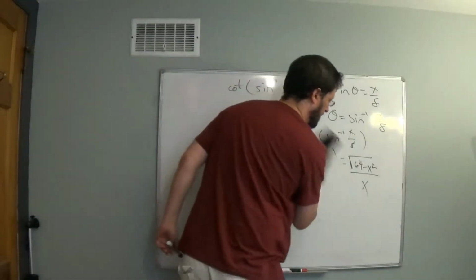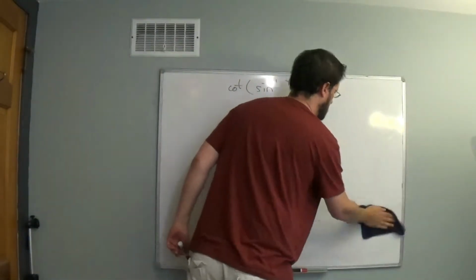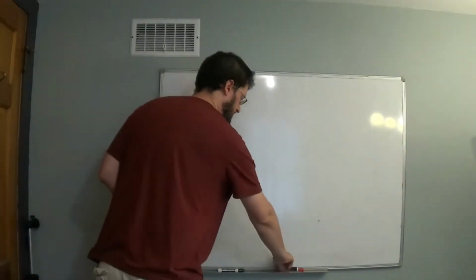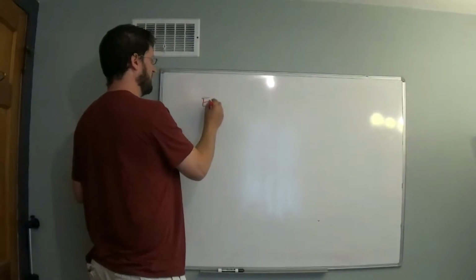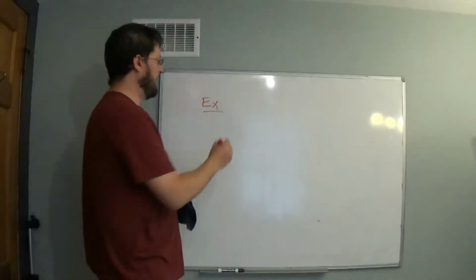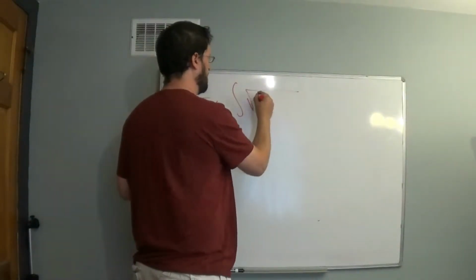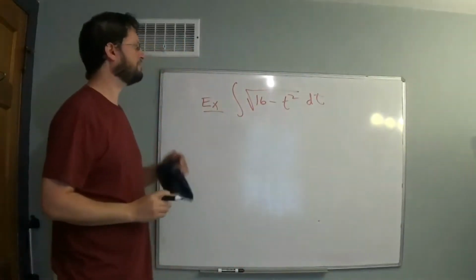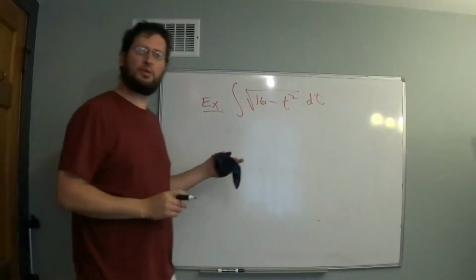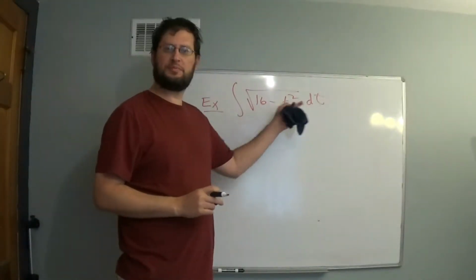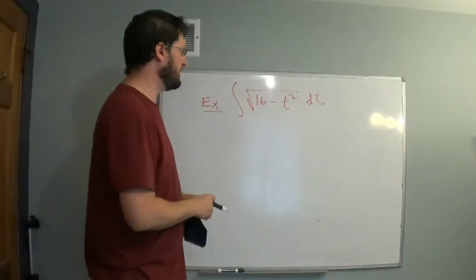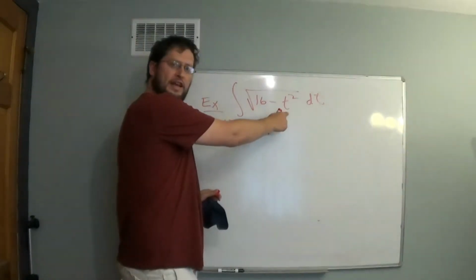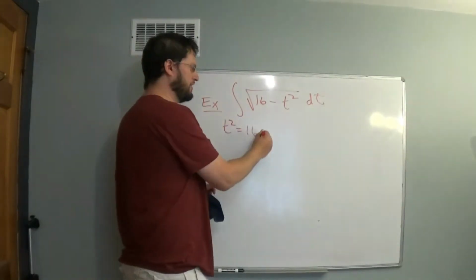Okay, so let's look at another one. How about the integral of square root of 16 minus t squared dt? Again, this will be a sine substitution because it's 16 minus t squared. We want t squared to have a 16 with it so that we can factor the 16 out.